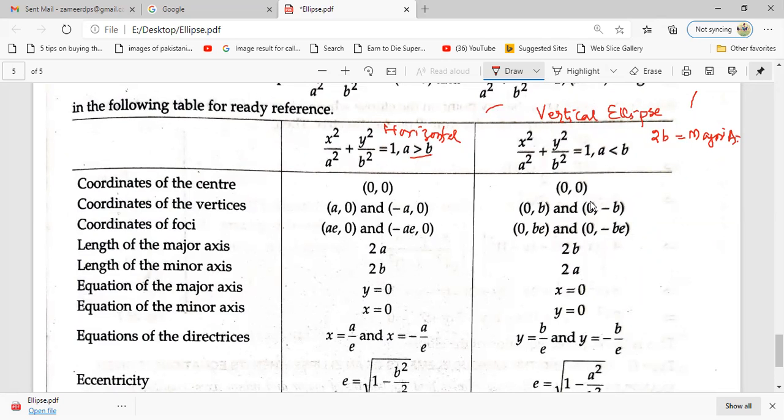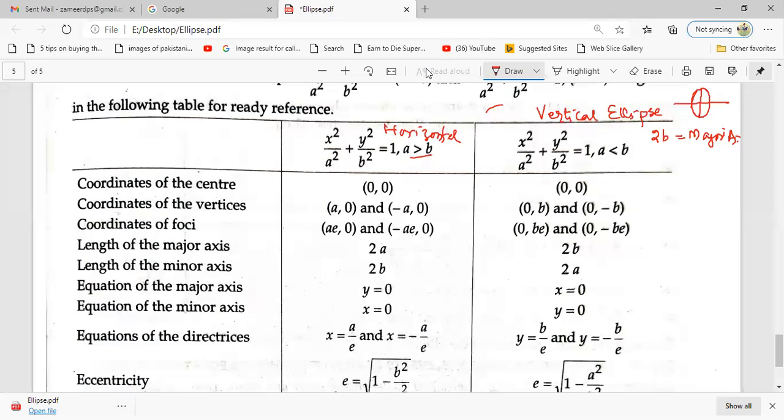In some books, they are not making 2a as minor axis. They are not changing 2b and 2a. See, this is the vertical ellipse. If this distance depends on us, we can take again 2a. If we are taking again this 2a, then the equation will change. Then the equation will become x square upon b square plus y square upon a square.